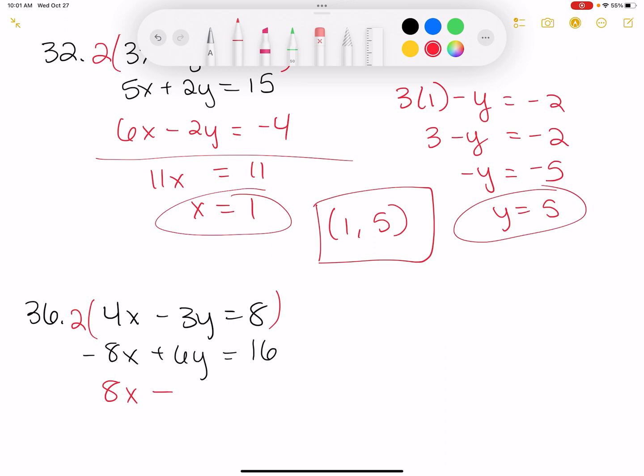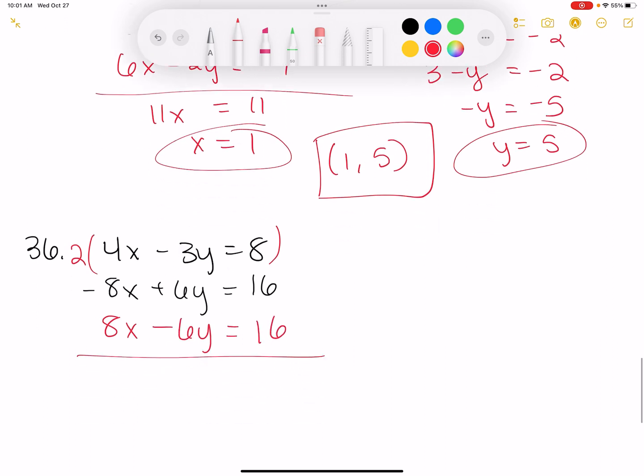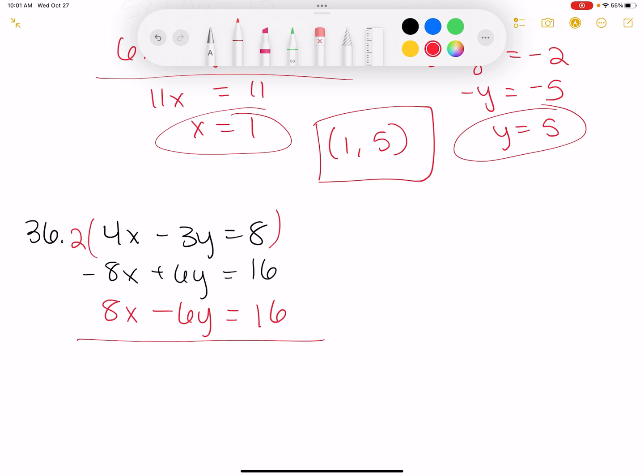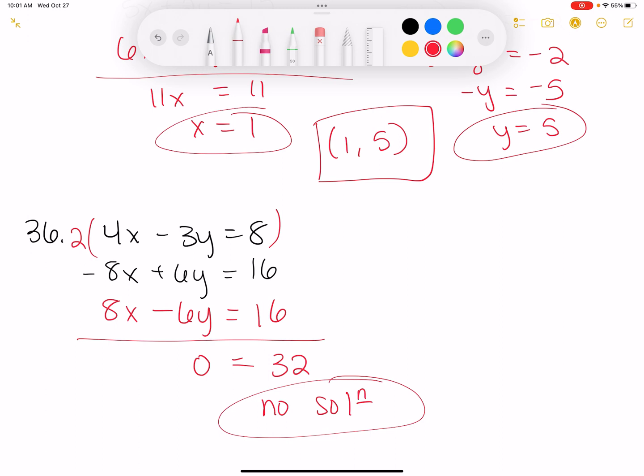So 8x minus 6y is equal to 16. So what does that give me? It gives you 0 equals 32. Which means what? No solution. No matter what happens, that's always a false statement, so there's no solution. Okay, and just going back to what we did yesterday, that would be inconsistent. Okay, just in case you wanted a little refresher there.